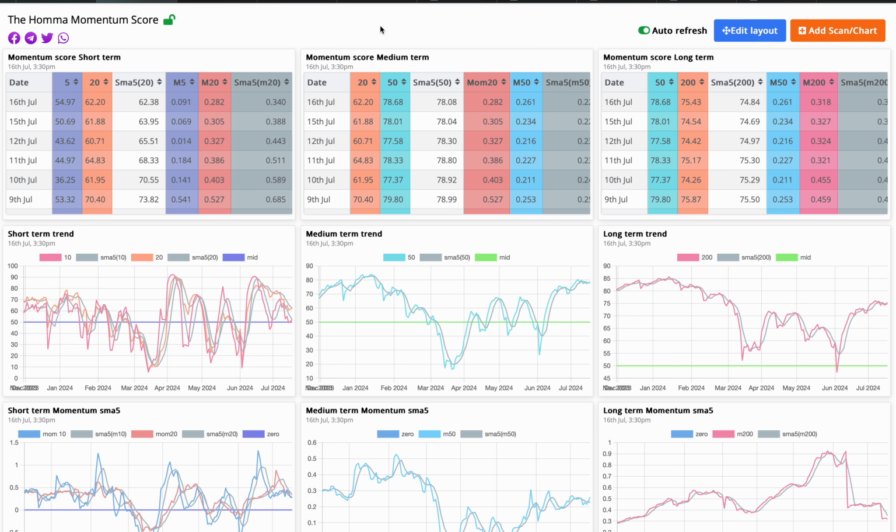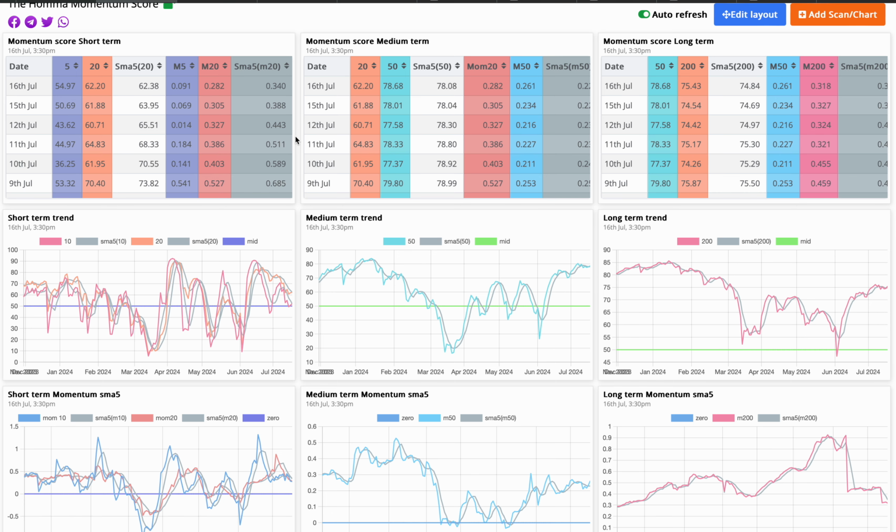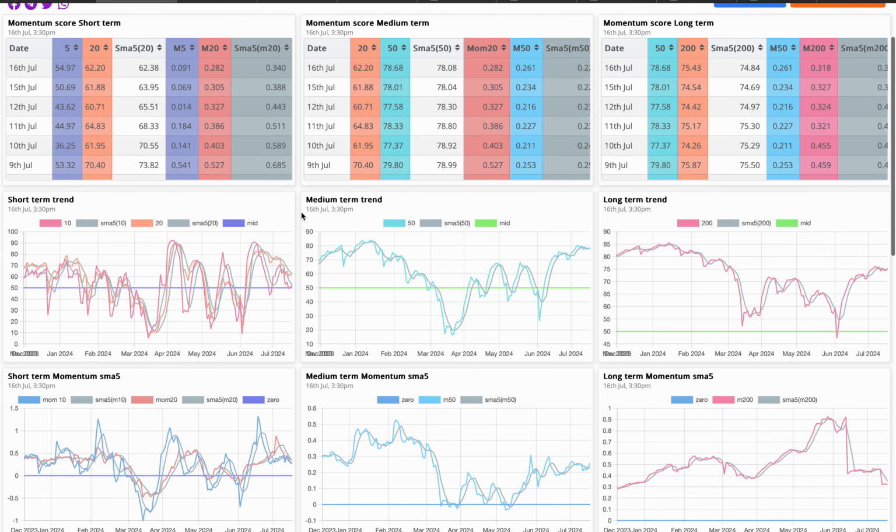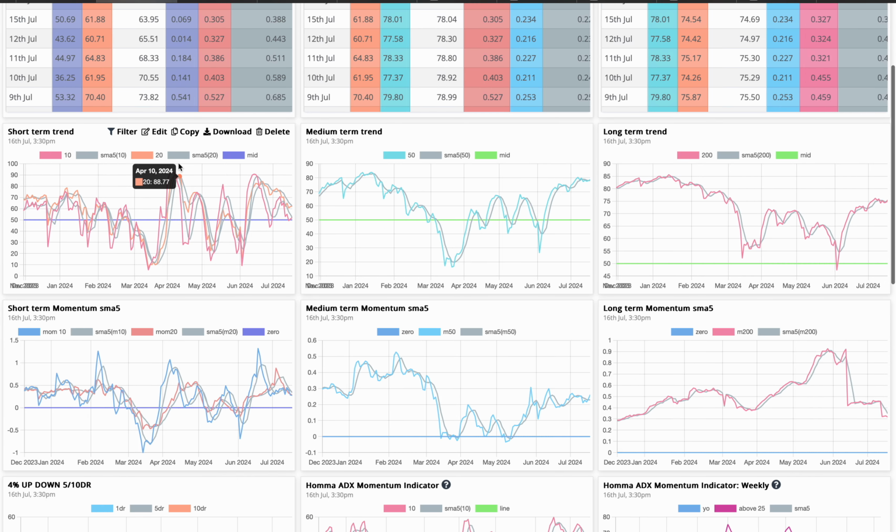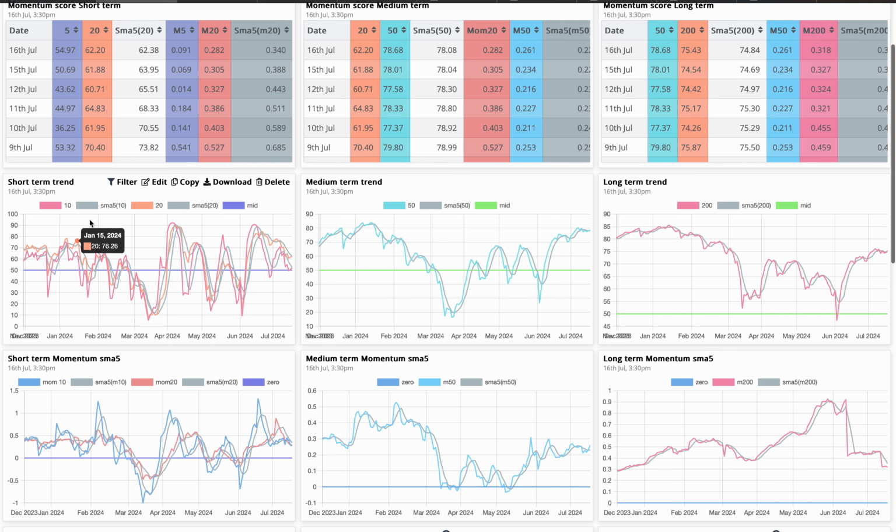So let's begin. So this is the Homma momentum score. In using this dashboard, what I see every day is what is the trend of the market and what's the momentum of the market, right? So first let's talk about trend, and I'll only be talking about short term trend because my time frame is generally short term. And for short term time frame, the time frame of importance is 10-day and 20-day, which is generally regarded as a short term time frame, at least for swing traders.